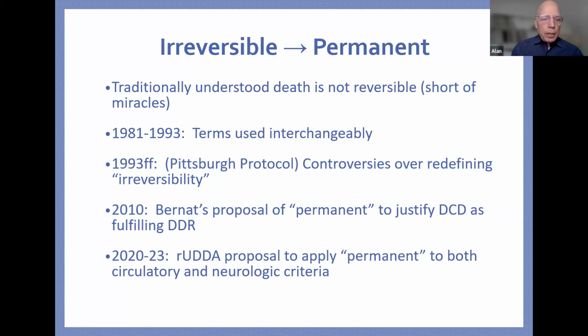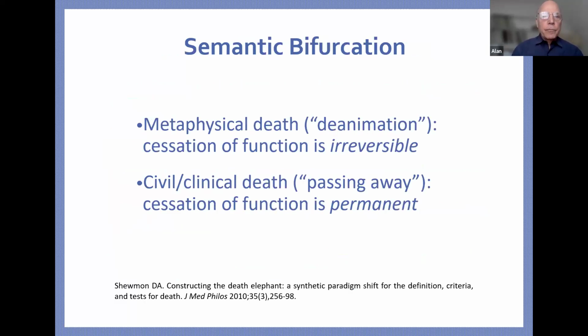Now, in 2020, with the lobbying to revise the American UDDA, the proposal was to apply the term permanent to both circulatory and neurologic criteria. Now, people who are familiar with the brain death literature may say, well, this sounds very much like the semantic bifurcation that I introduced back in 2010 with this publication at the bottom.